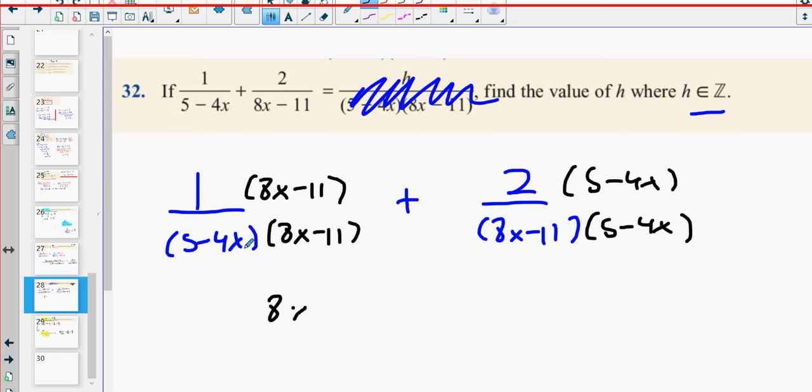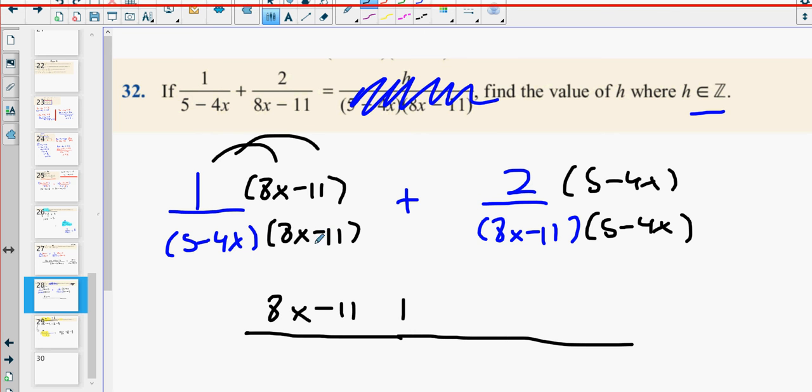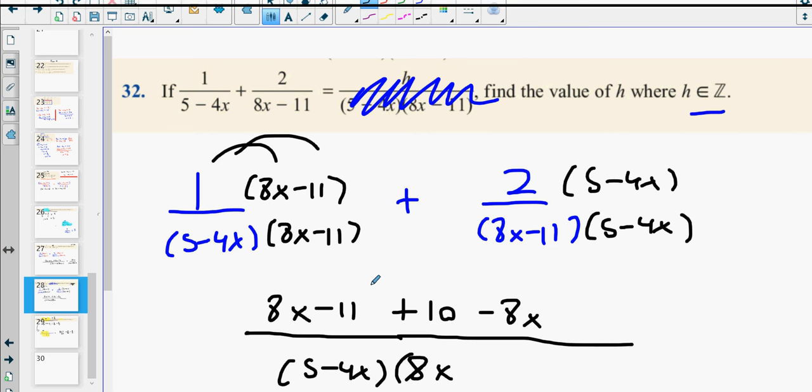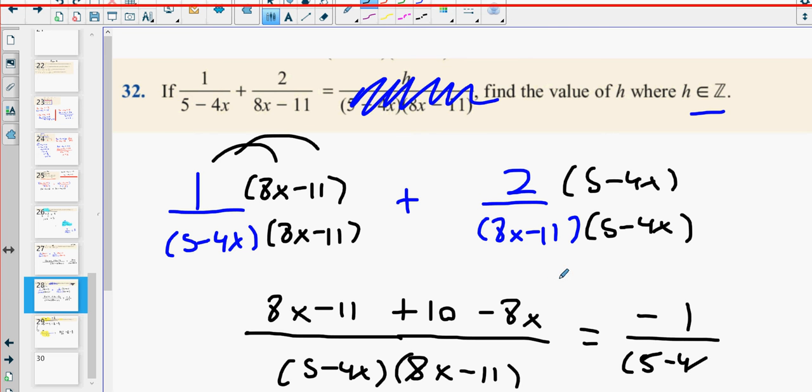Okay, 8x minus 11. And then what's the next part? Two times 5 minus all over 8x minus 11, yeah. Okay. Now the 8x is cancelled, don't they? That leaves a minus. So what does that mean about h? It's equal to minus 1. Okay, and we're done.